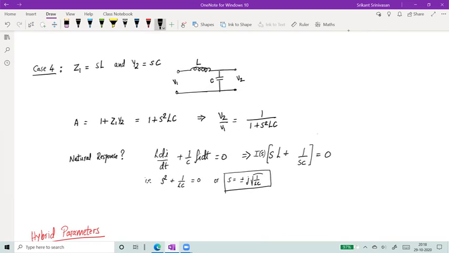If you wanted to solve it, you would put the solutions as a into e power j omega naught t, where let's call 1 over root of LC as omega naught, the resonant frequency, plus b e power minus j omega naught t. This is equal to what? This is I of t. That's what I solved for.